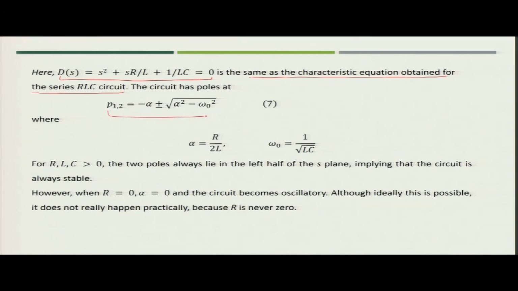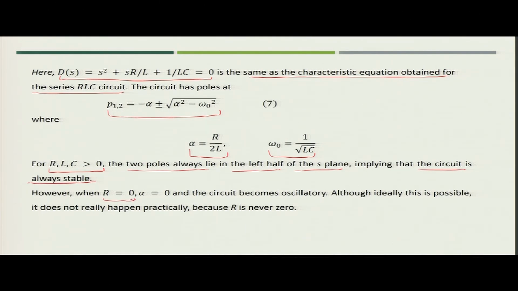So what can we say now? We can say that this circuit will have two poles, and the values would be minus alpha plus minus root of alpha square minus omega naught square, where alpha is R upon 2L and omega naught is 1 upon root LC, which we have already seen when discussing the series RLC circuit. Now, for R, L and C greater than 0, the two poles will always lie in the left half of the s plane. This implies that the circuit is always stable.